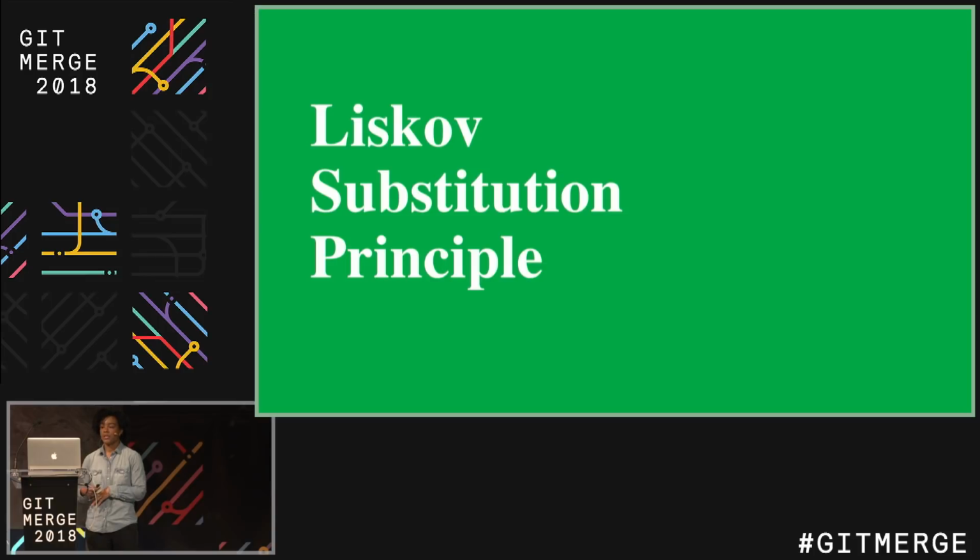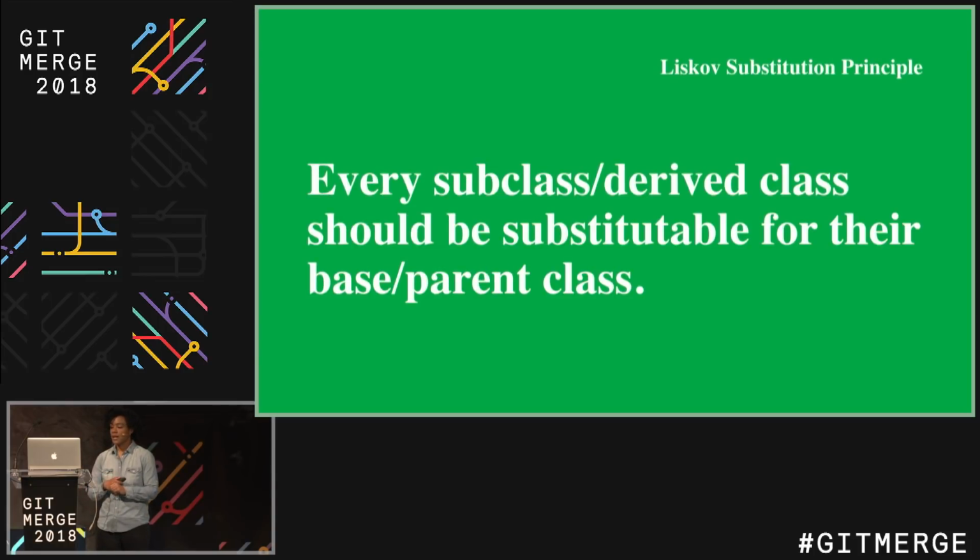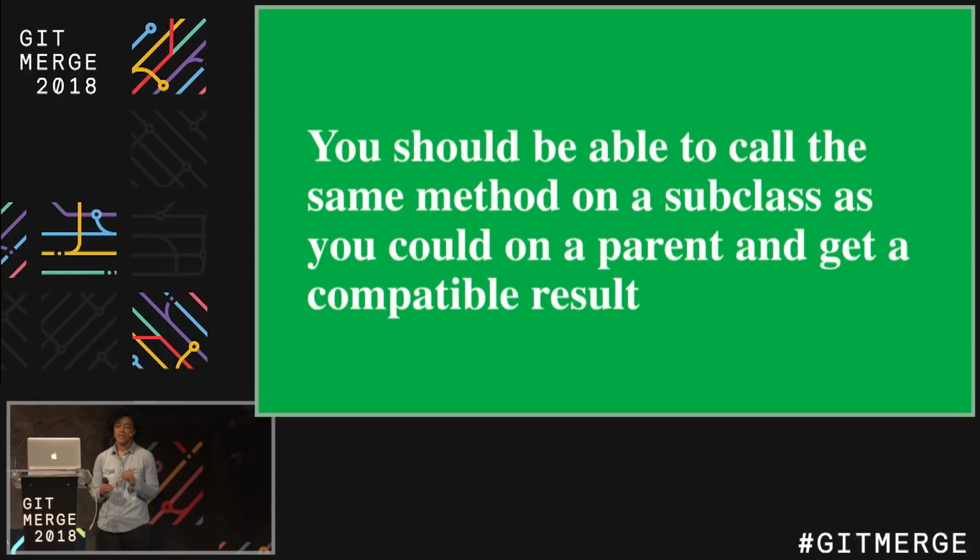The next principle is the Liskov substitution principle. Every subclass or derived class should be substitutable for their base or parent class. So said another way, you should be able to call the same method on a subclass as you could on a parent and get a compatible result. If the method on a superclass returns a string, the subclass should also be able to handle that method and return a string. Now, there are lots of languages where this wouldn't really be a problem, and the language itself will do some checking of this for you.